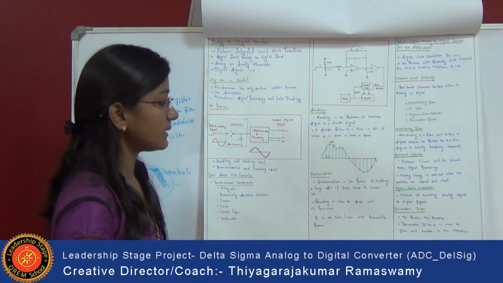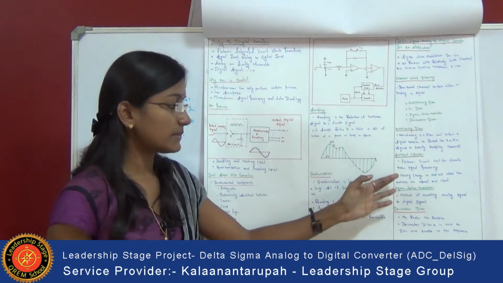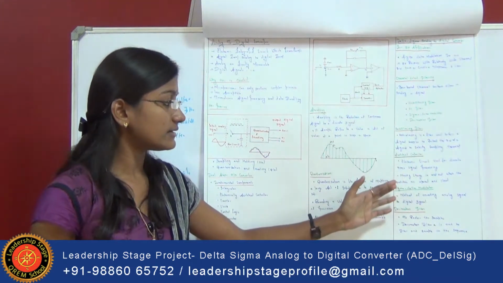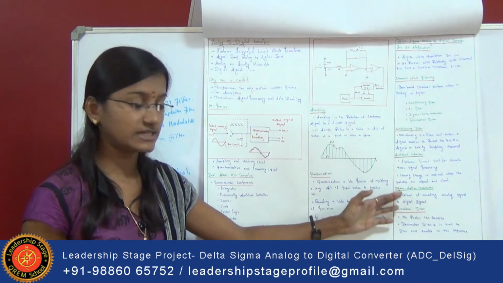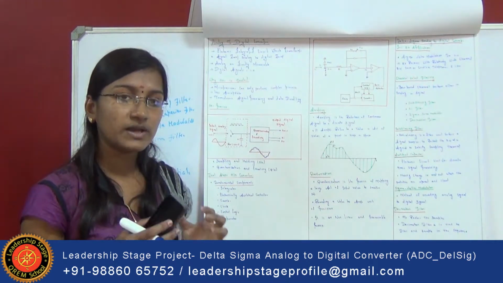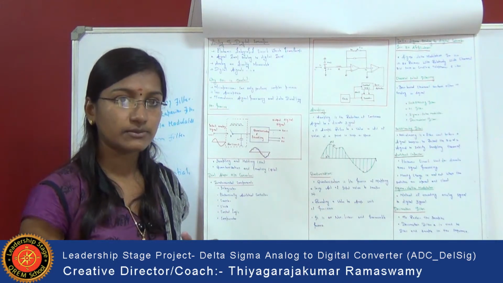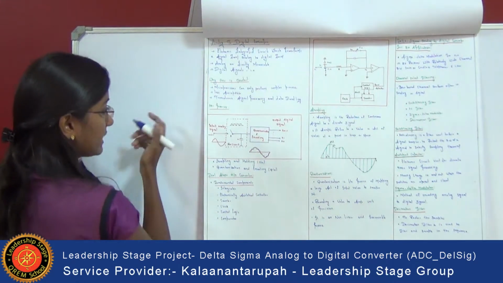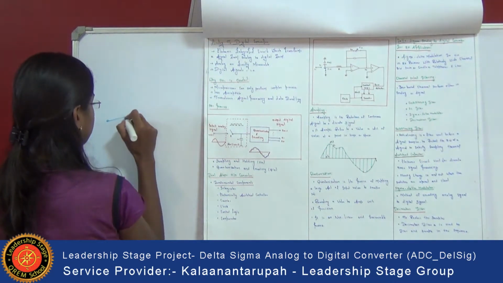Next, here we are going to see about the switch capacitor. Switch capacitor is an electronic circuit which is used for discrete time signal processing. And by using the capacitor, we can charge a device. So now we are going to see the circuit diagram of the switch capacitor.